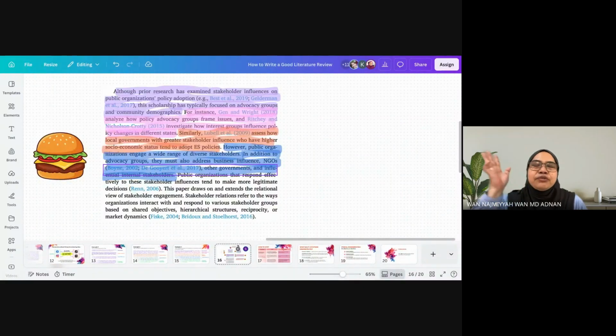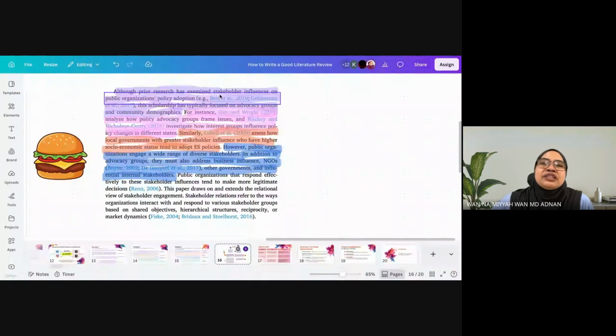You don't even have to understand what is written there. Even I don't understand because it's not my paper and it's not even my field, but I can recognize that this is actually good paragraph writing just based on the phrases that they use. So the first sentence mentions that it's typically focused on advocacy groups and community demographics. So I know that this paragraph is talking about advocacy groups and community demographics. So that is a clear-cut topic sentence.